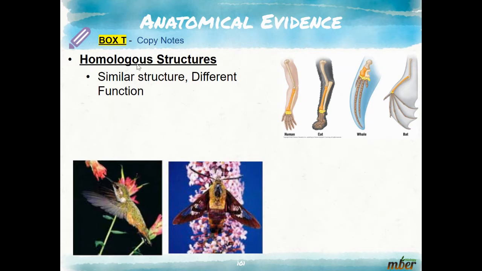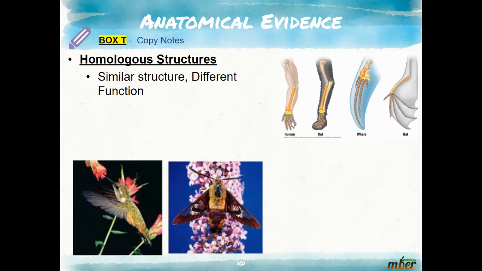So for example, if you look here, we have a human hand, a cat paw, a whale fin, and a bat wing. If you look, we all have very similar metacarpals, carpals, and bones similar to the radius and ulna, as well as an arm bone here. Okay, so they have very similar structures, but they each do a different thing.